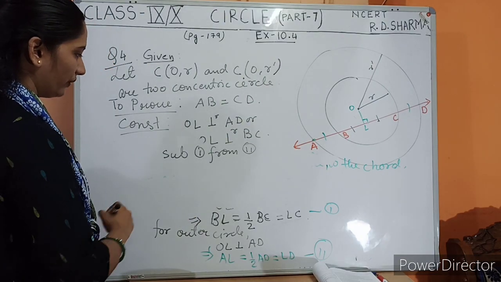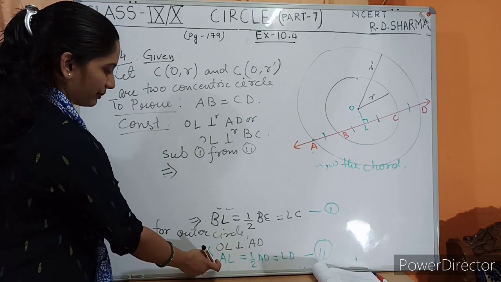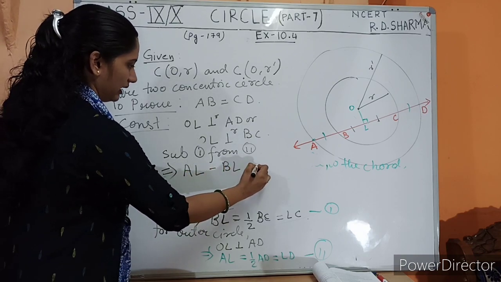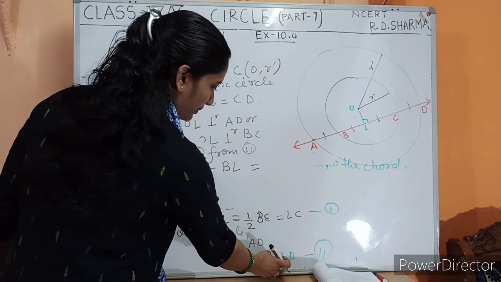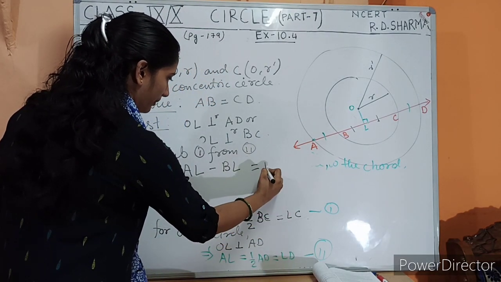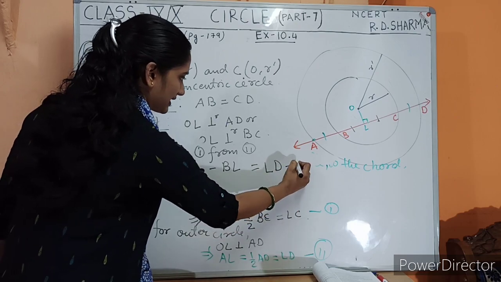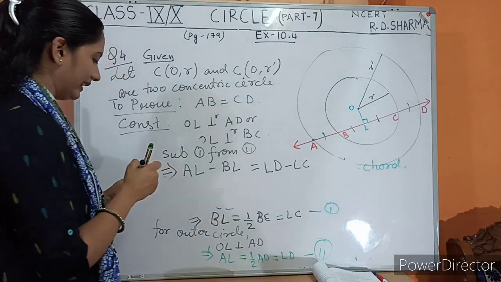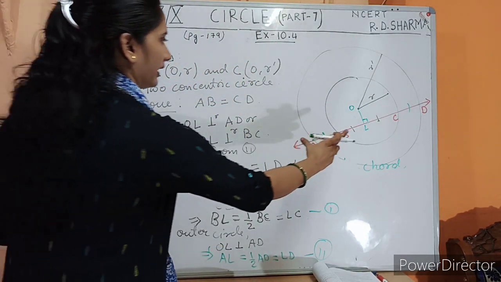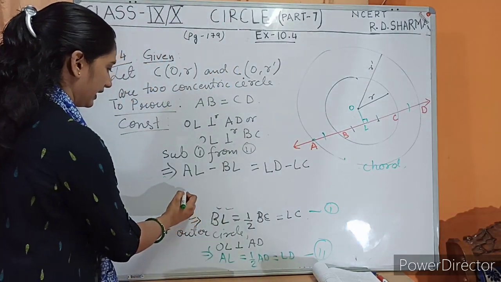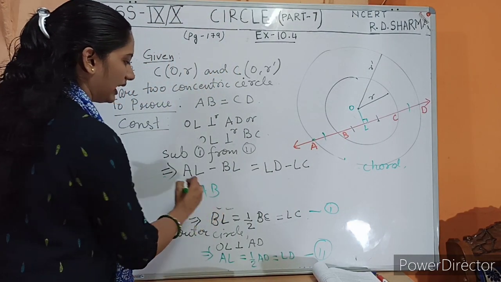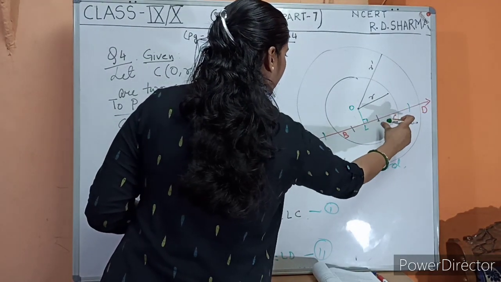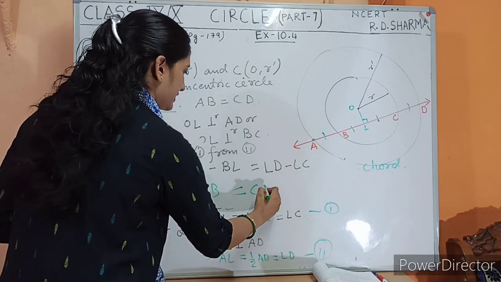Okay. So what do we get here? Let us see. If I subtract AL minus BL, and if I subtract LC from LD. Right? So what do we get? Just think about it. Observe the figure. AL में से अगर आप BL को माइनस करेंगे तो क्या मिलेगा? AB must be the answer. And if you subtract LC from LD, then what you will get? You will get CD here.